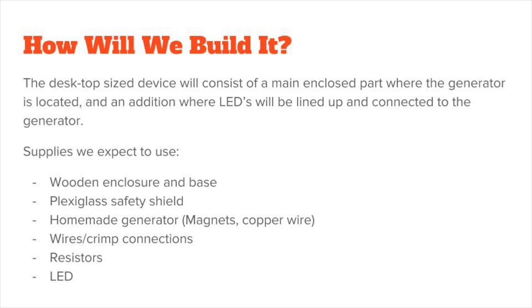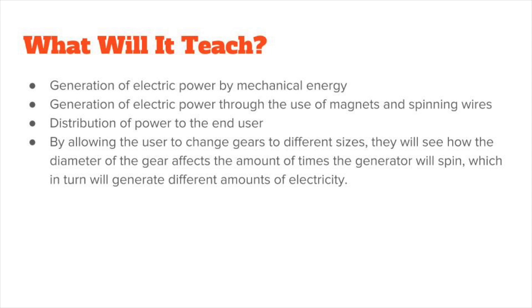The desktop-sized device will consist of a main enclosed part where the generator is located, and in addition where LEDs will be lined up and connected to the generator. The supplies we expect to use are a wooden enclosure and base, a plexiglass safety shield, which will be clear so you can see inside, a homemade generator, which is going to be made of magnets and copper wire, wires and crimp connections, resistors, and LEDs.